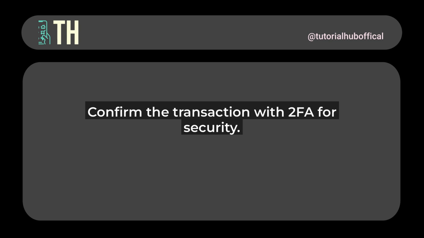After the transfer, check your Metamask wallet to confirm the XRP has arrived. If it's wrapped XRP, it should show up as an ERC20 token. Always double-check transaction fees and use a blockchain explorer to track your transfer for peace of mind.